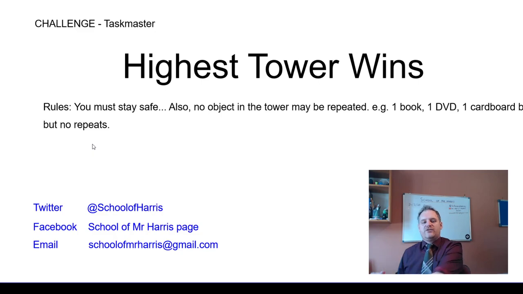Highest tower wins. To win, you just need to send me a picture either to Twitter, to the Facebook School of Mr. Harris page, or to my email of the highest tower you can make, but no object in the tower can be repeated. You can't use 12 sheets of paper. You can't use 12 books. You can't use 12 DVDs. You can't use 12 cardboard boxes. Every item you put in that tower to make it as high as it possibly can go must be different. I'd love to see your attempts.